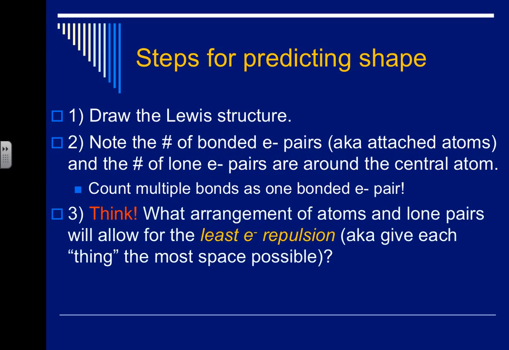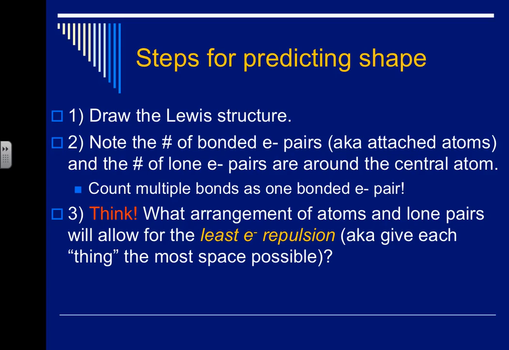Step 3, think. What arrangement of atoms and lone pairs will allow for the least electron repulsion? My simple way of saying it is you want to give each thing, whether it's an electron pair or an atom, the most space possible. This is all about understanding that you've got to give things space, and atoms don't want to be crowded next to each other, again because of the electrons in the valence shell.